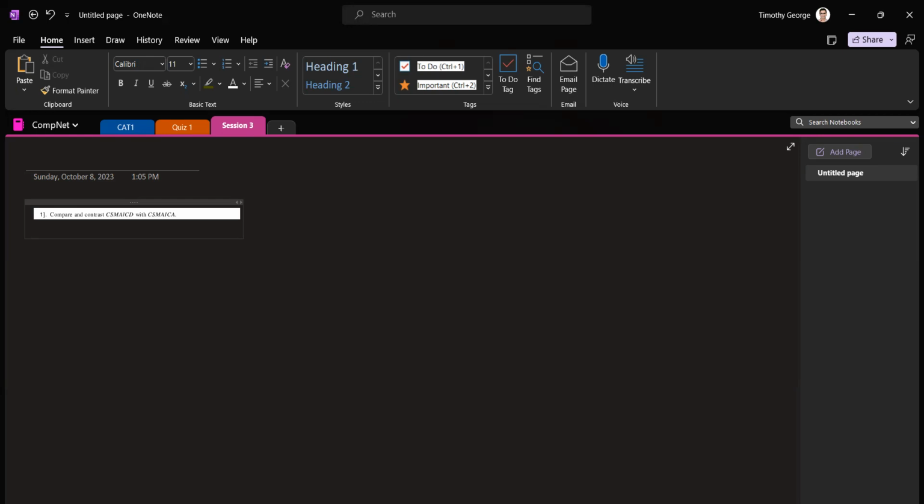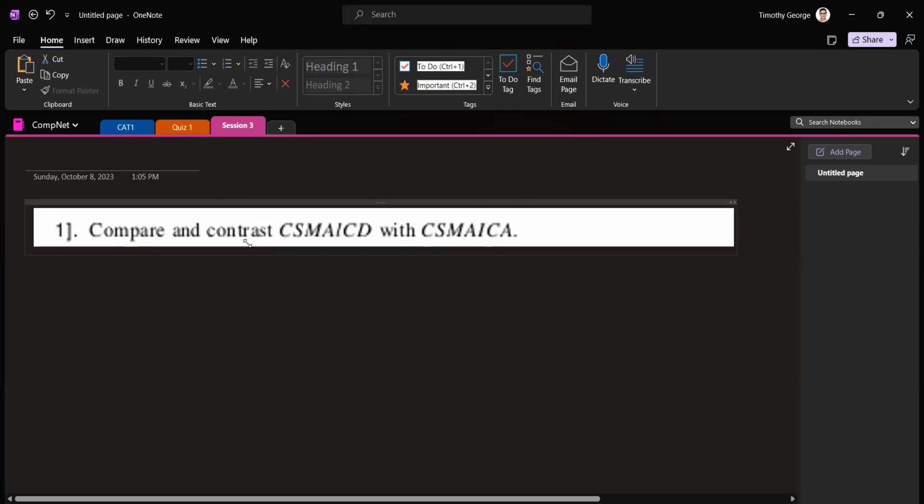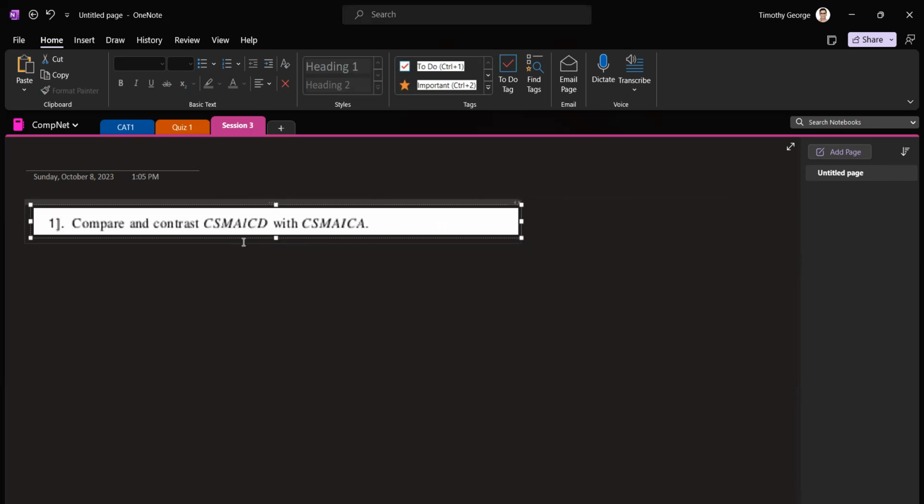CSMA CD and CSMA CA, I think, is visible. Yeah, it is. Okay, okay. Yeah, so it's just screenshotted from the textbook. CSMA CA, CSMA CD.